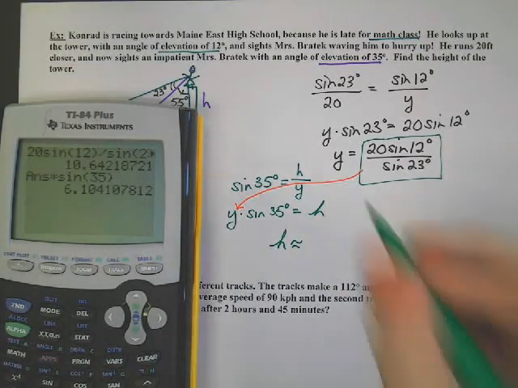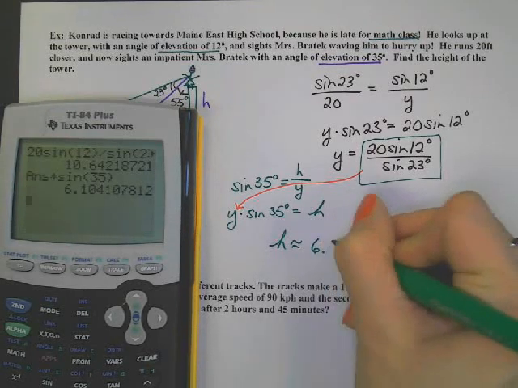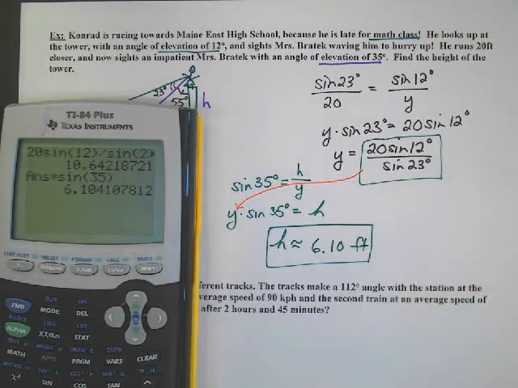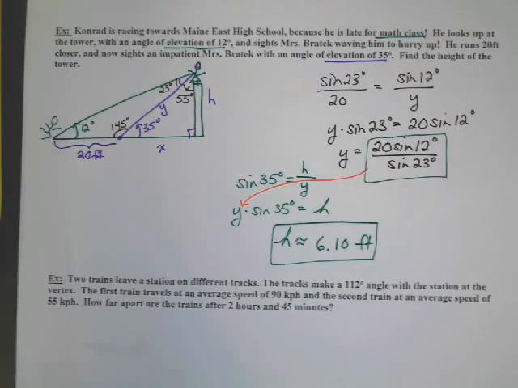At this point we will round, and the tower is 6.10 feet tall. Oh, I guess I wasn't standing on a tower. I was probably just standing on, I don't know, a little ladder or a tall desk.